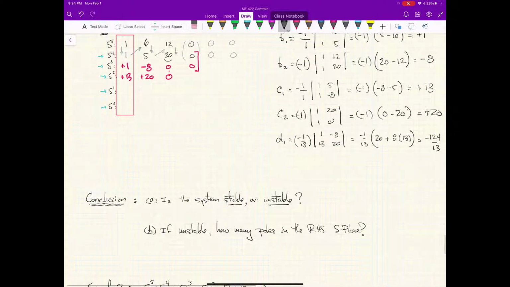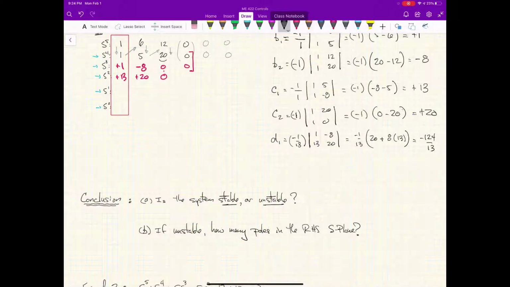So really, my only question was, is the system stable or unstable? I am done here. The system is unstable, minus 124 over 13. But let's say that I kind of needed to keep on going here. Again, for the second term next to this, which is going to be my D2 term, I got 0, 0 in column number 2 of my determinant, so therefore that guy's going to be 0 as well. That's easy.